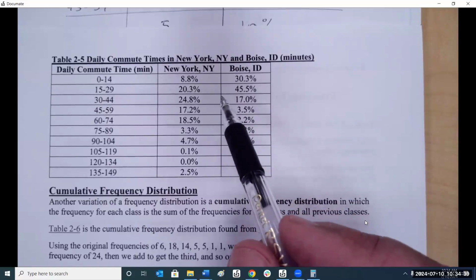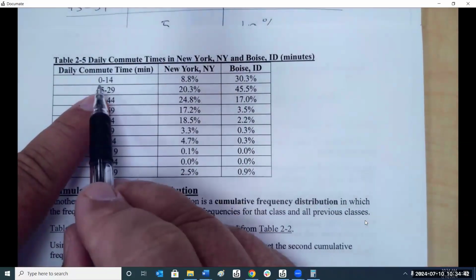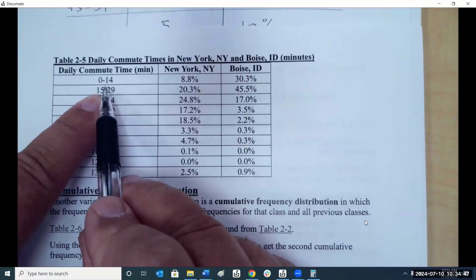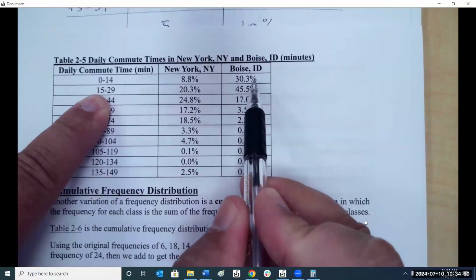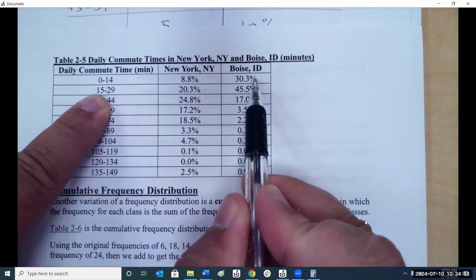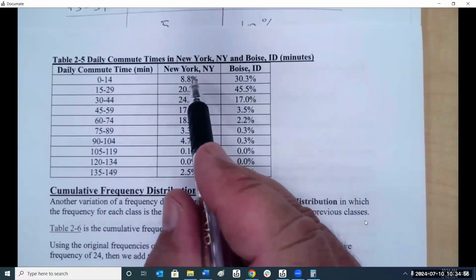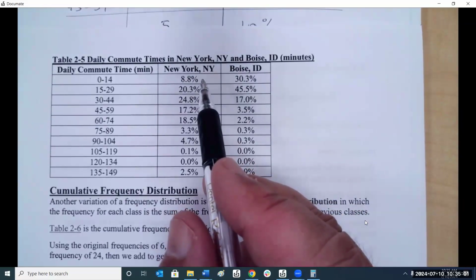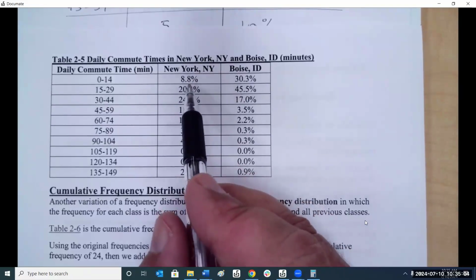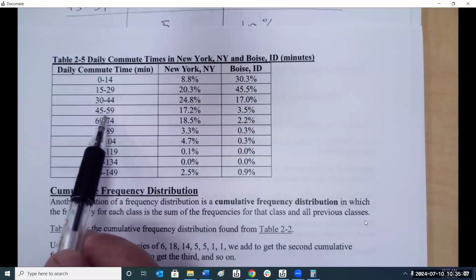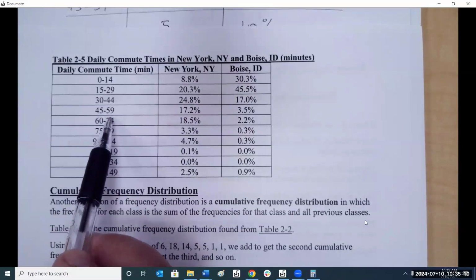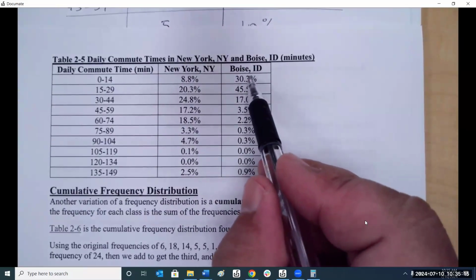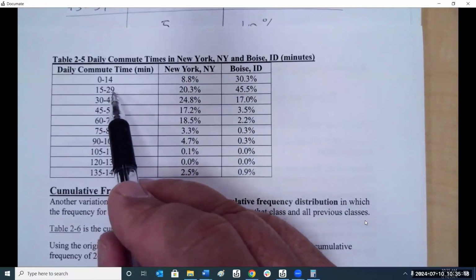What it tells us is this. Look at the first interval between 0 and 14 minutes. In New York, 8.8% of the people commute that time, as opposed to 30% of the people in Boise. In New York, there's really no such thing as a short commute. The data is further skewed: anywhere between 15 and 60 minutes is your average commute. As opposed to Boise, where everything happens in the first 30 minutes.